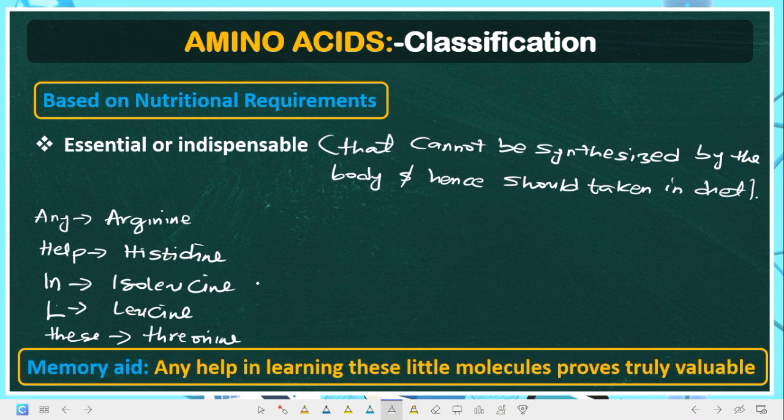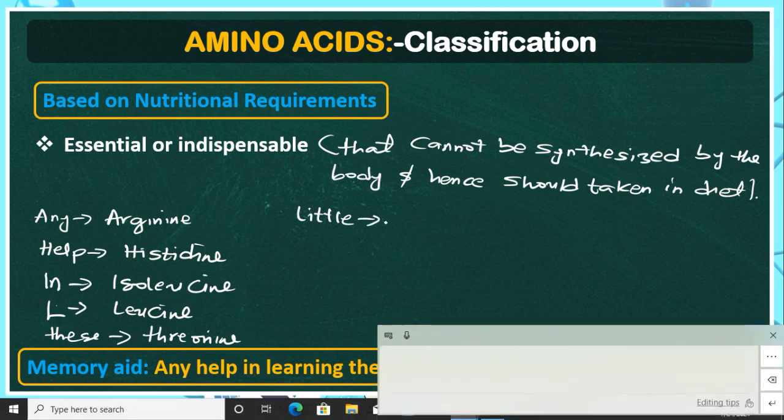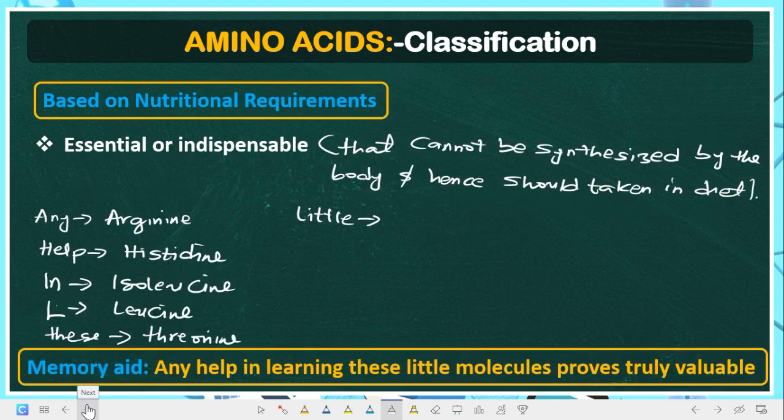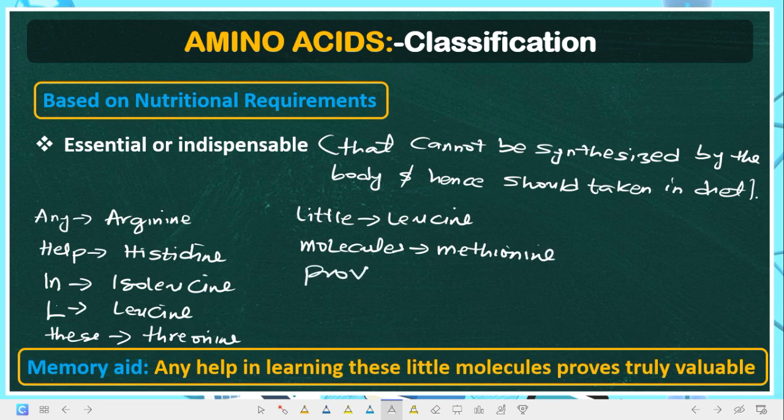Now, after threonine, we have little. Under little, we have leucine. And then we have molecules. Molecules, we have methionine. Proves, we have phenylalanine.